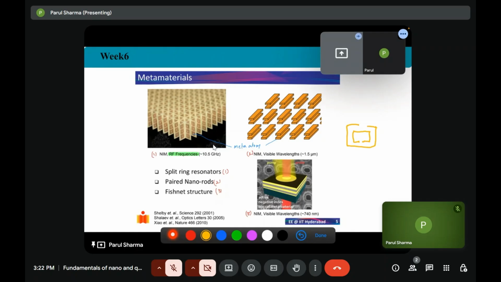These are the paired nanorods. So we can tune our structure such that we can have epsilon and mu as negative. And the next example is the fishnet structure. This is also for the visible wavelength, and the size of the structure was approximately 740 nanometers. These are the examples that have been fabricated.